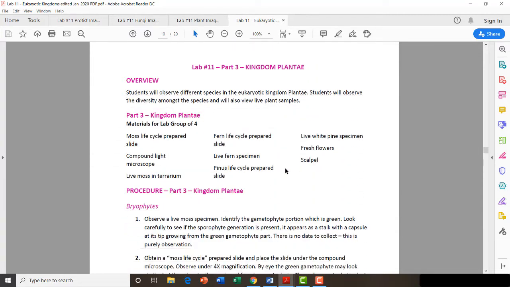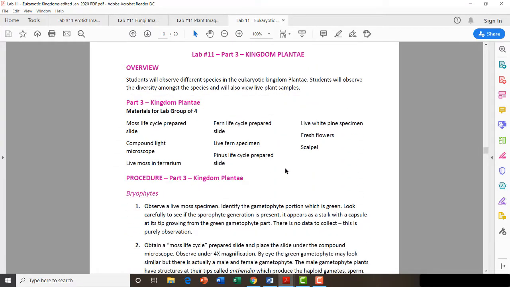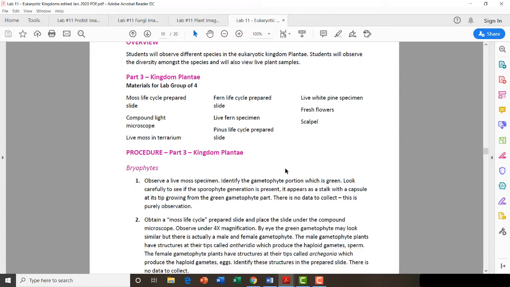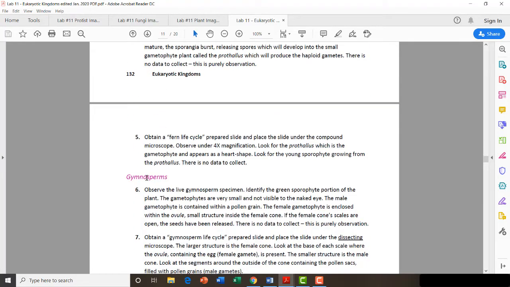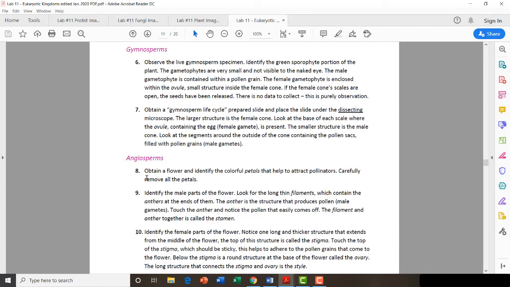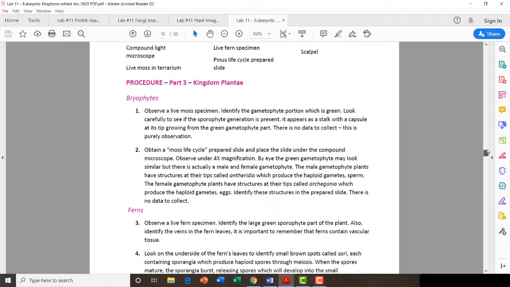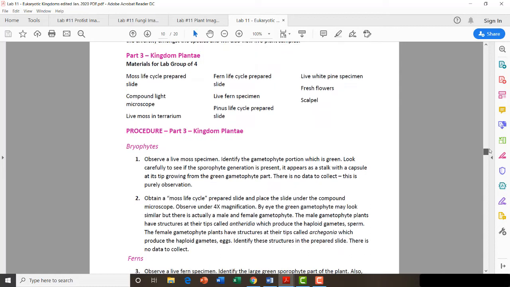Part number 3 was on Kingdom Plantae, or plants. So here is really important to understand how plants evolved. So first you have the bryophytes, which are moss. Then you have ferns. Then you have the gymnosperms, which are pine trees. And then you have angiosperms, which are flowering plants. So we're going to look at how the plants have evolved from moss all the way to flowering plants.